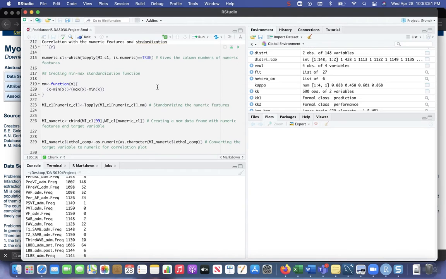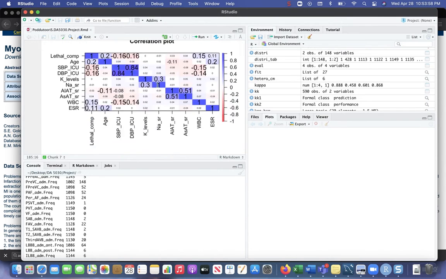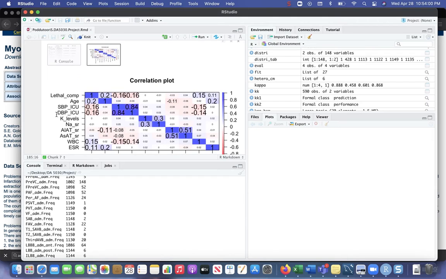Coming to the numeric features, for the sake of correlation, I put them in a separate data set, and this is what the correlation is between the numeric features and the target variable.